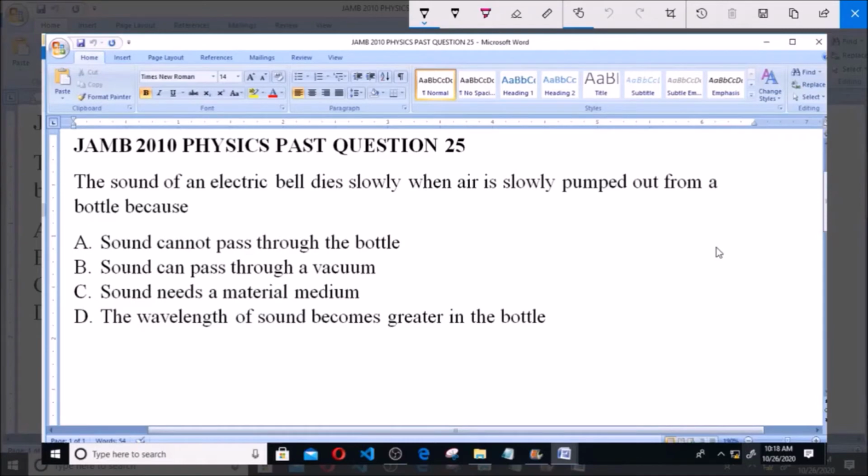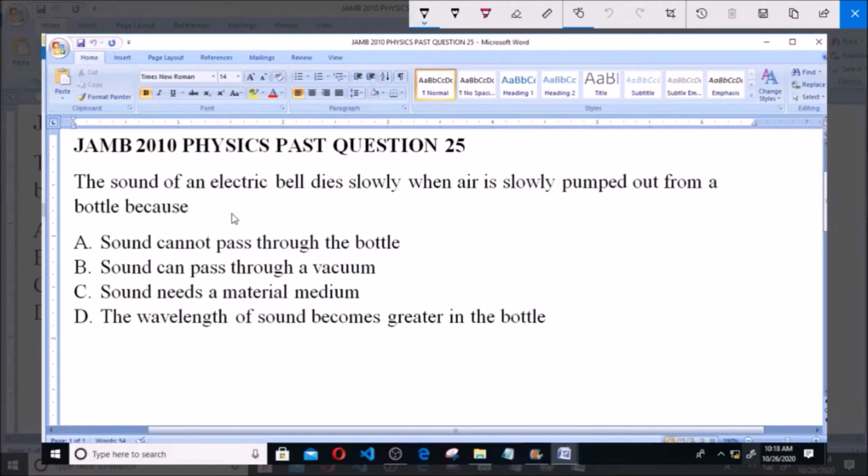The sound of an electric bell dies slowly when air is slowly pumped out from a bottle because A. Sound cannot pass through the bottle, B. Sound can pass through a vacuum, C. Sound needs a material medium, D. The wavelength of sound becomes greater in the bottle.